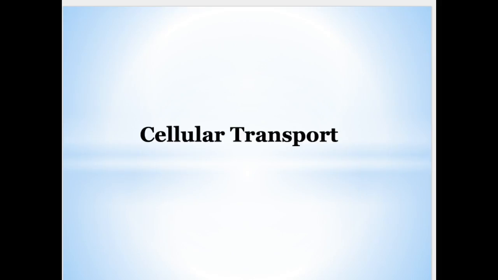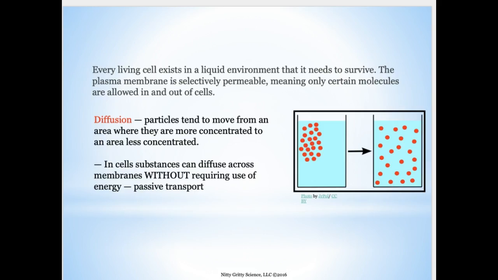Cellular transport is a method that cells undergo in order to get or maintain nutrients. So what you're going to do is listen to this flipped instruction and take some notes over cellular transport. Basically, what you need to know is that every cell must have that homeostasis. It has to have that liquid environment that it needs to survive.